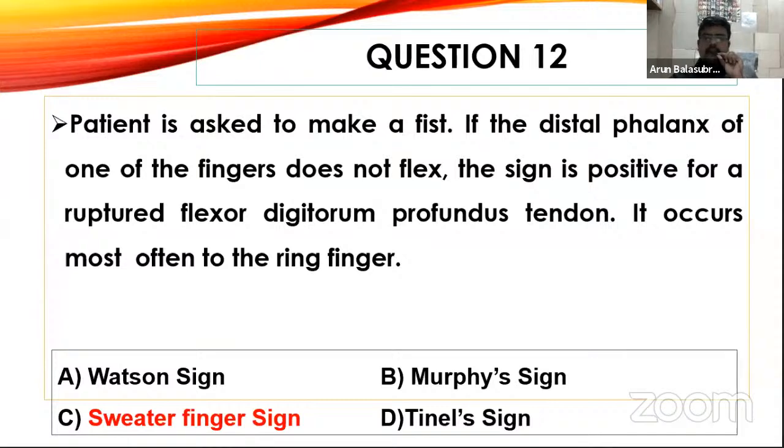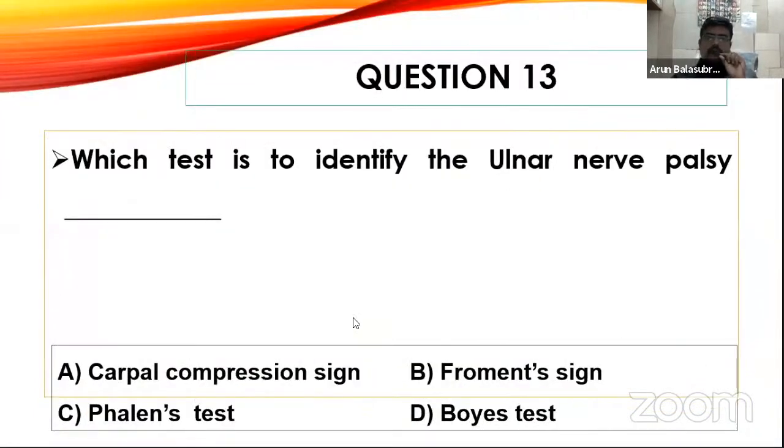Right, so far we have crossed only half the questions. There are a lot more left. Which test is to identify ulnar nerve palsy? Carpal compression sign, Froment sign, Phalen test, or Boyce test? So name the test for ulnar nerve palsy.